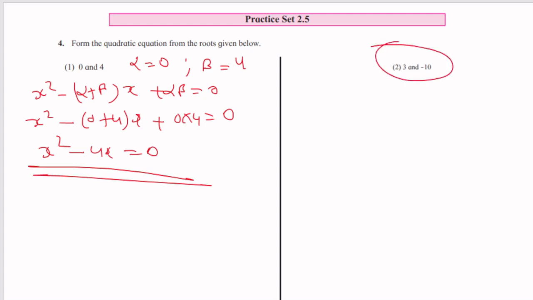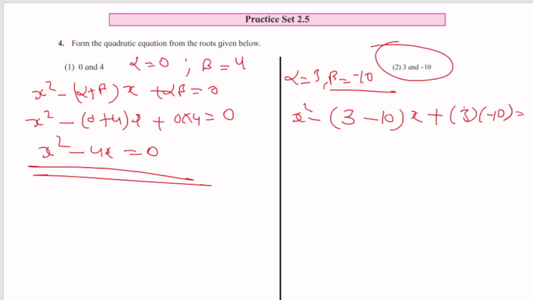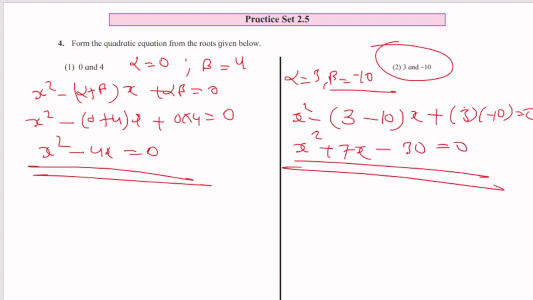Similarly, here you have α = 3 and β = −10. Let's substitute the values: x² − (3 − 10)x + αβ, why minus 10? Because β is −10. So that is 3 into −10 = 0. x² − (3 − 10), which is −7, and minus again outside, so +7x. And here it will be −30 = 0. This is your equation. Isn't it very simple?